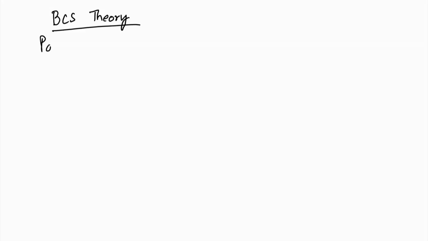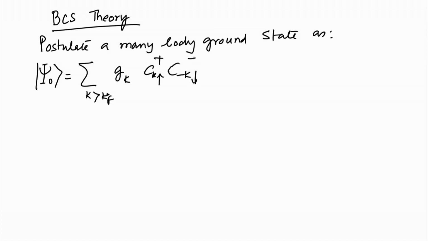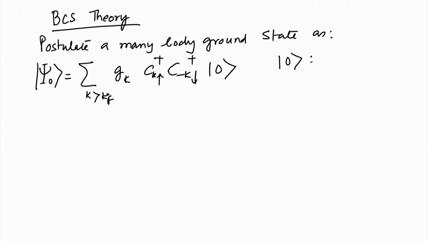So, postulate a many body ground state, as this is a sum over. So, this is like psi 0 and this is all k greater than k F, and there is a g k, c k up dagger, c minus k down dagger acting on the 0. Here 0 is not vacuum, but it is the filled Fermi sea.